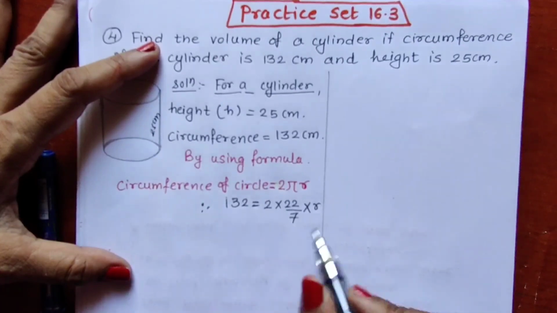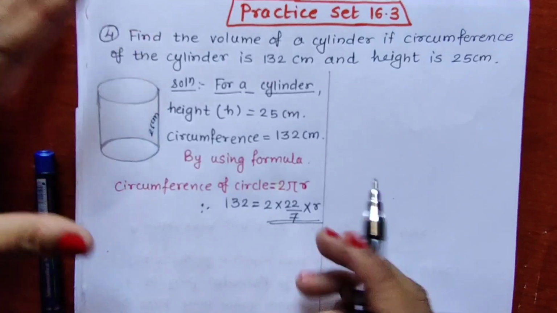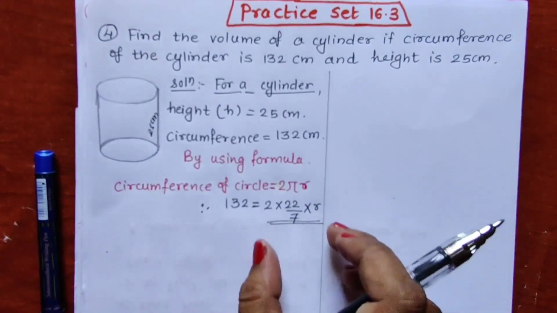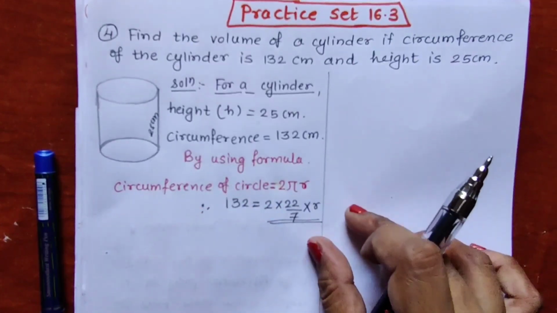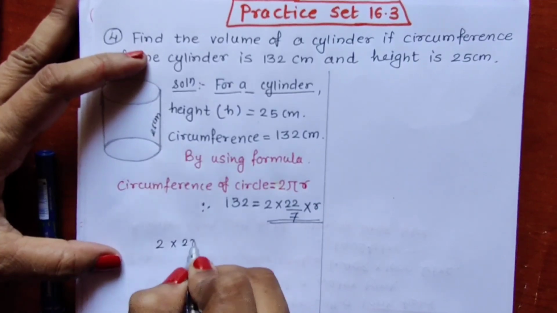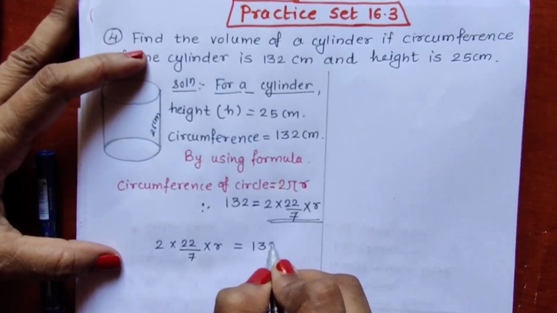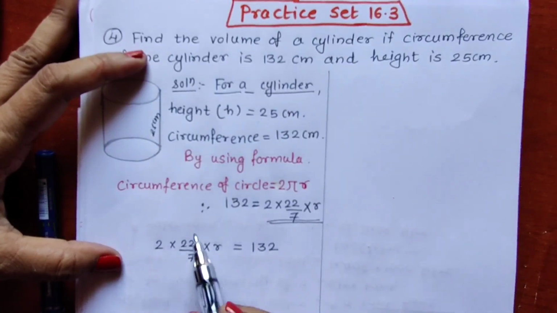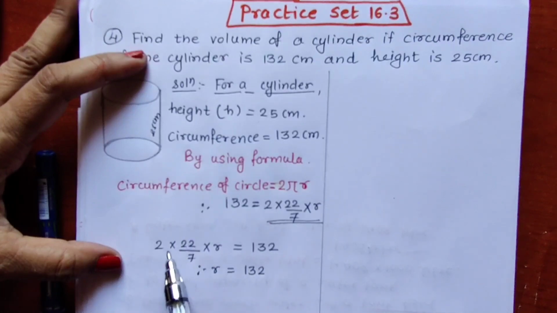Okay. So first I will be transferring this 2 multiplied by 22/7 into r. That means I will be exchanging the sides. I write this right side on left and left side on right. Okay. So let us exchange the sides now. So 2 into 22/7 multiplied by r is equal to 132. Now I will transfer these numbers. R as it is I am writing on left hand side. 132 as it is I am writing on right hand side. These numbers I have to transfer from left to right.